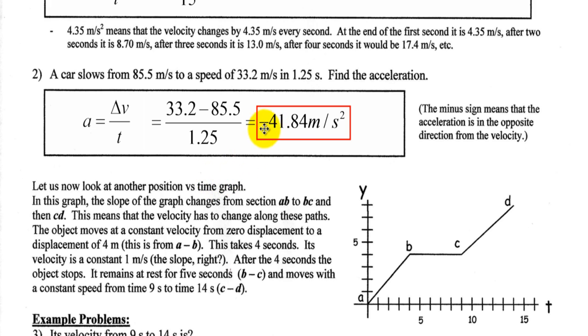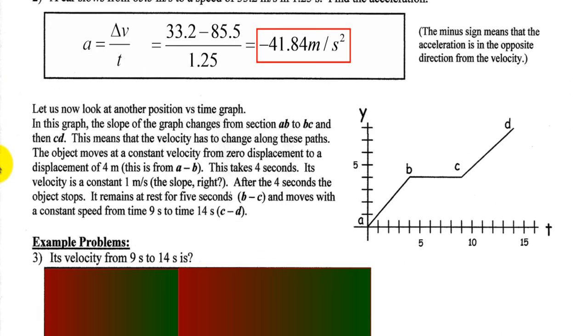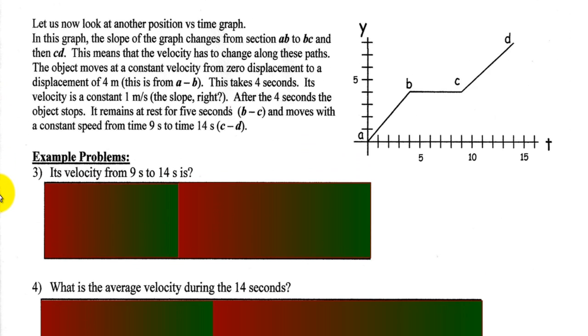So this negative acceleration here is showing you that it's slowing down, and you only know it's slowing down because your other velocities, initial and final, were both positive velocities. You could have chosen to make the 85.5 and the 33.2 negative velocities. Your acceleration then would have come out to be positive, and the key there is they would have been opposite signs. And when you have velocities and accelerations that are in opposite signs, that means that the object is slowing down.